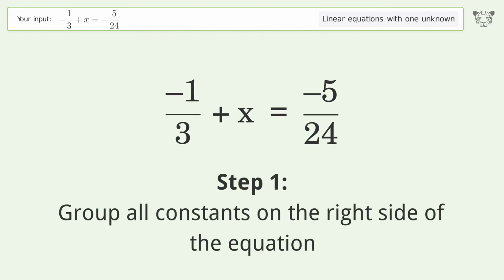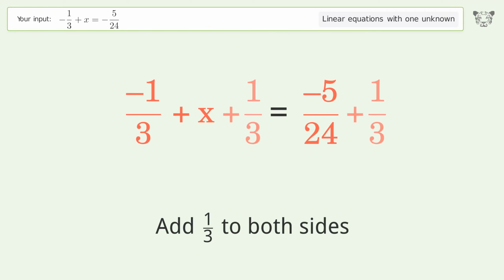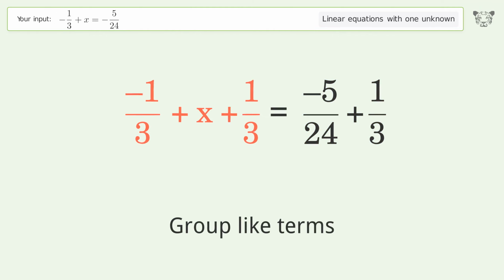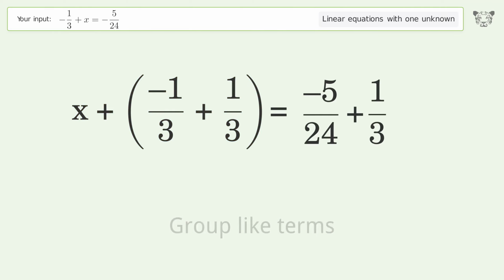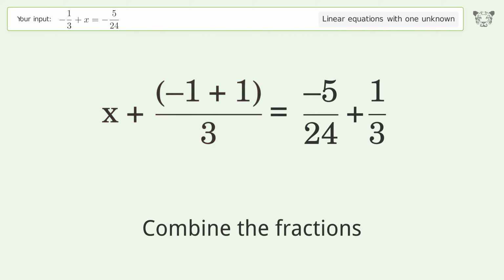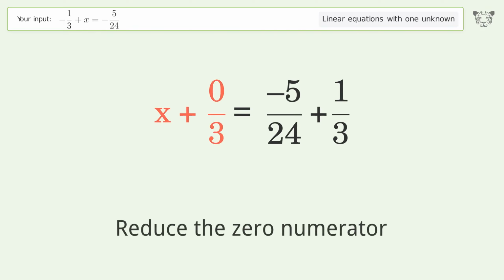Group all constants on the right side of the equation. Add 1 over 3 to both sides. Group like terms. Combine the fractions. Combine the numerators. Reduce the zero numerator.